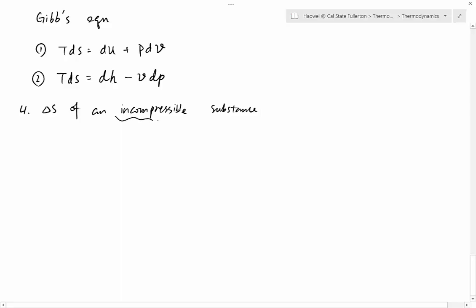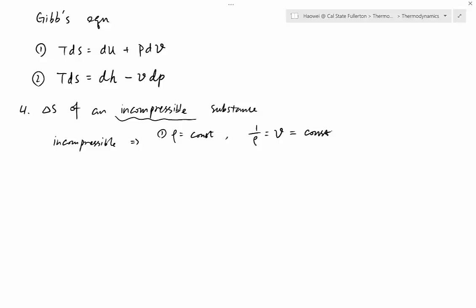Okay, what can you get out of the word incompressible? That means the density must be constant. That's the first thing you can get. Density of this substance doesn't change. And then let's recall, we don't usually use density in this class, but the inverse of density. What is the inverse of density? Inverse of density is specific volume nu. So that means nu must also be a constant in this case. If the substance is incompressible, nu must be constant. That's the first thing you can get.